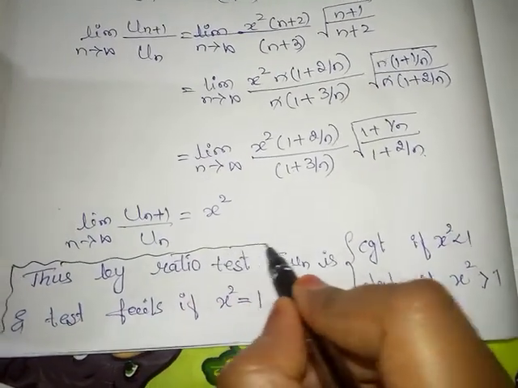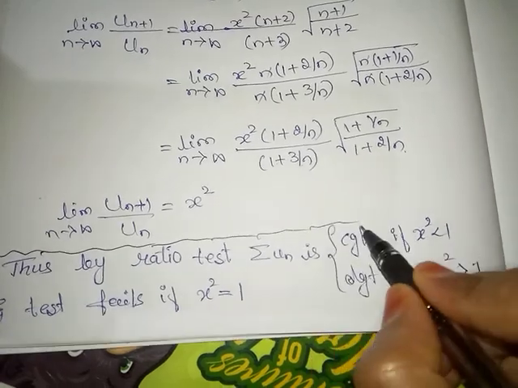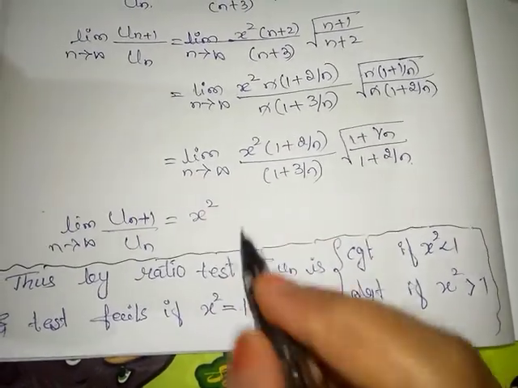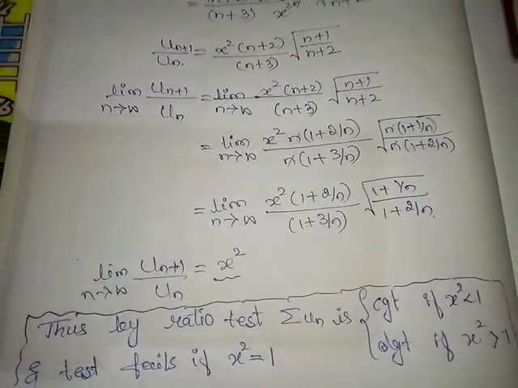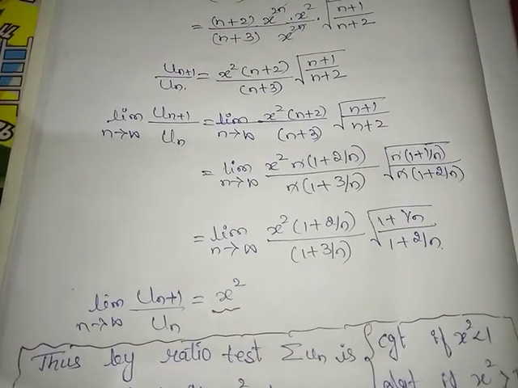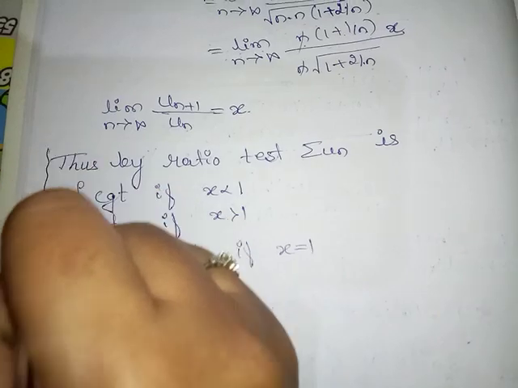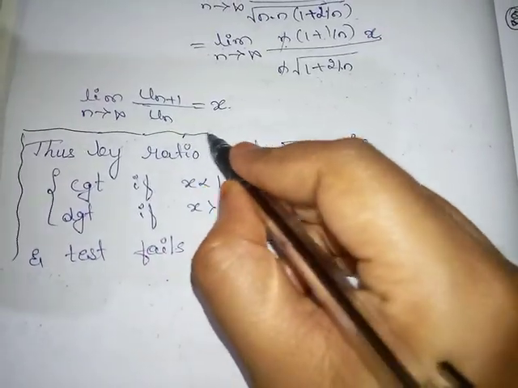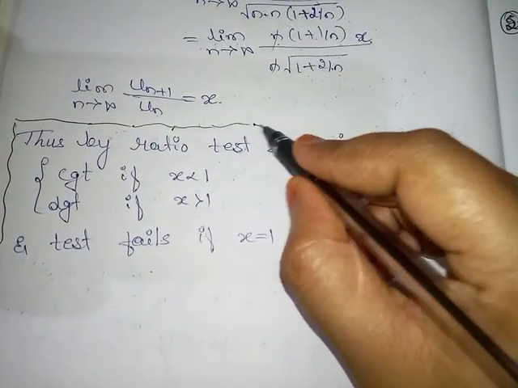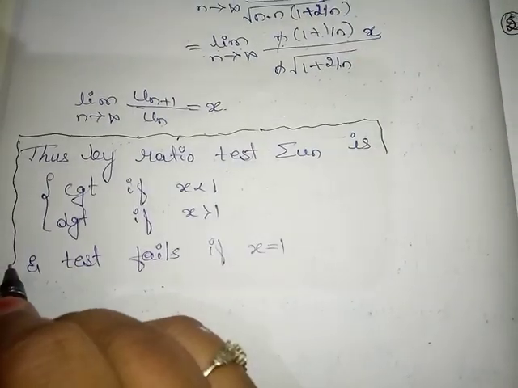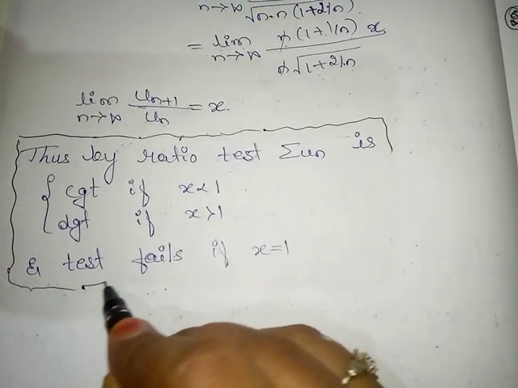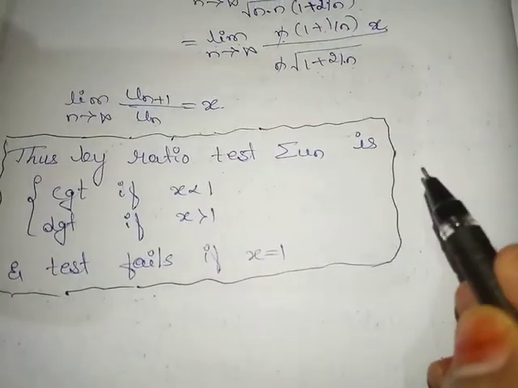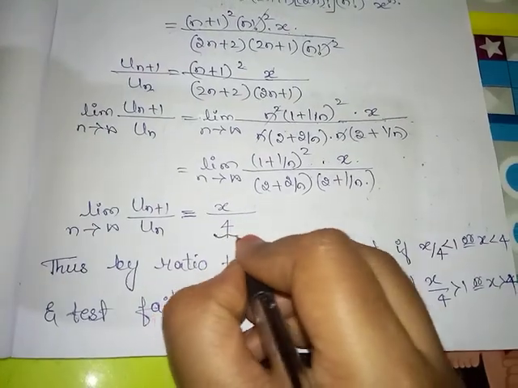These are some examples based on D'Alembert's ratio test. For every example, you have to highlight your conclusion while you are writing the examination. For this example also.